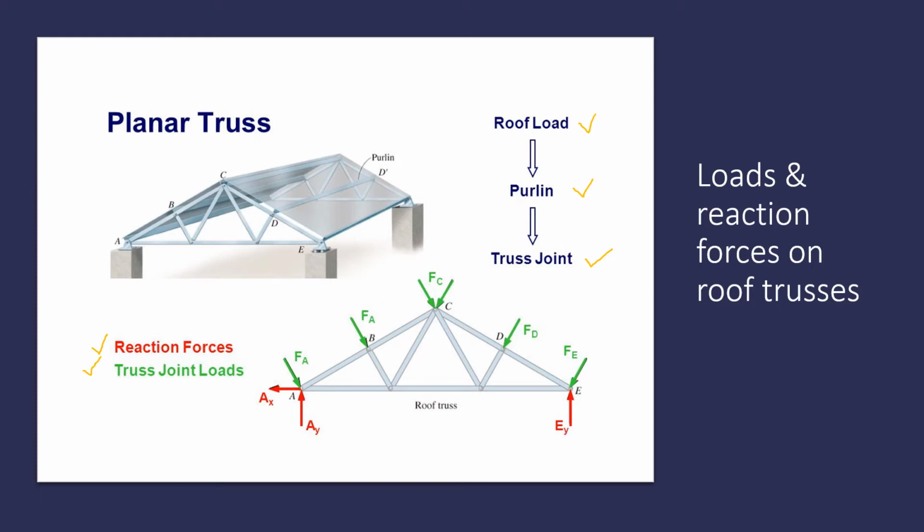Okay, the red ones are the reaction forces. Here at joint A we have a horizontal AX and vertical AY, and joint E is given by reaction force EY. Here we have only one reaction because it's a roller type of connection. Okay, the green ones are the truss joint loads, given by FA at joint A, FB at joint B, two forces FC at joint C, FD at joint D, and FE at joint E.